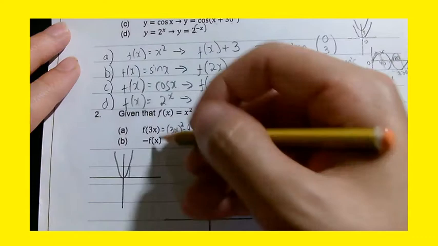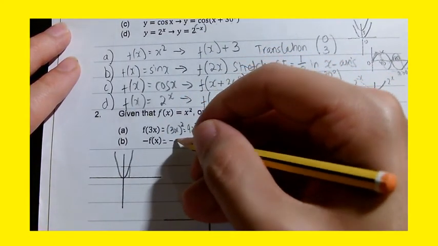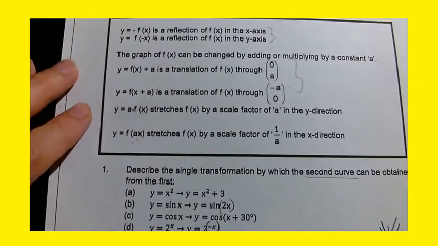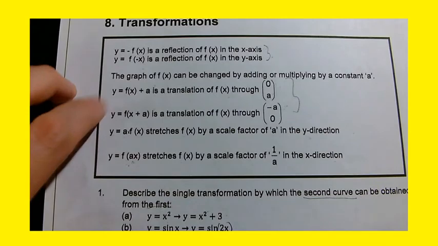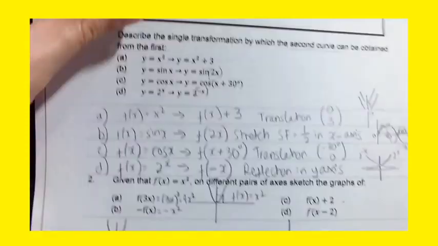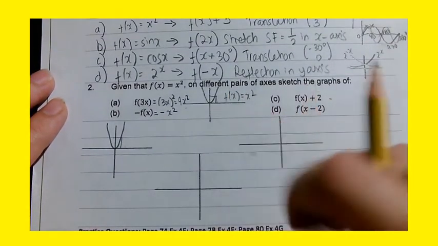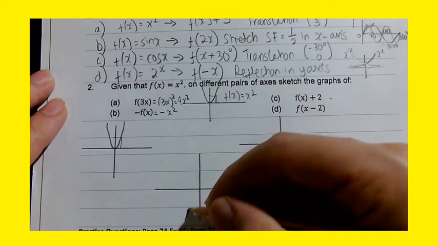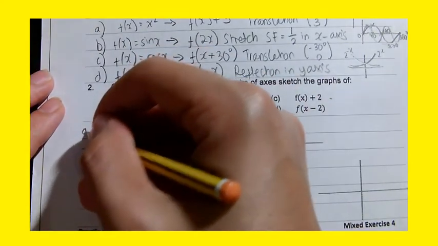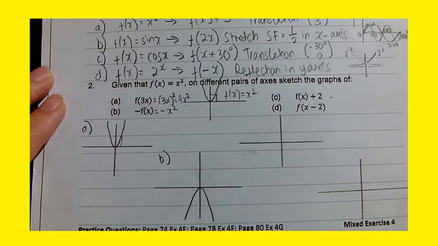Right, part B, minus f of x. Minus f of x has a minus outside the function, so it's going to be minus x squared. So minus f of x, I'll go back to my notes. Then where's minus f of x? Well, that's it, it's a reflection in the x-axis. So the whole graph will be reflected, and you're going to take the x line as the mirror line. Okay. So that's part A, that's part B. So that is minus f of x.